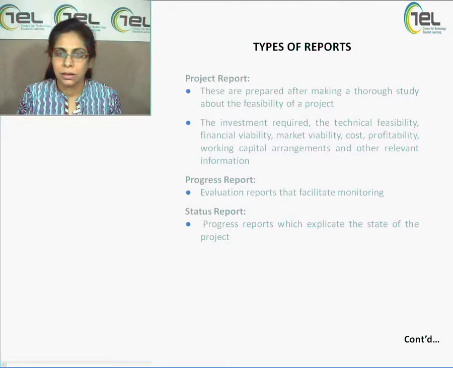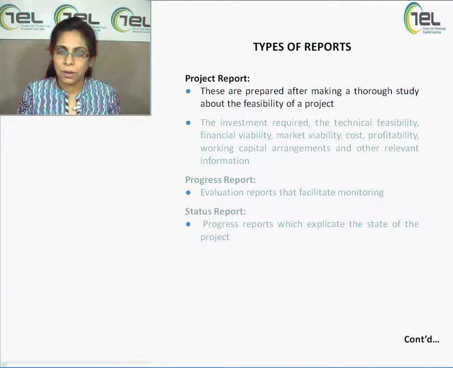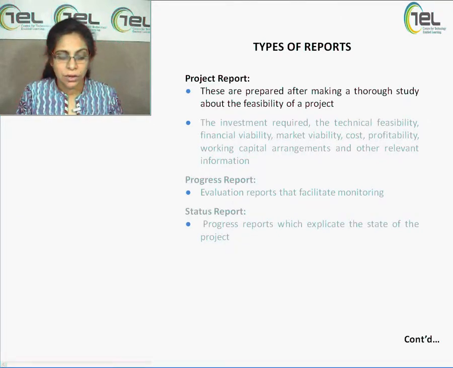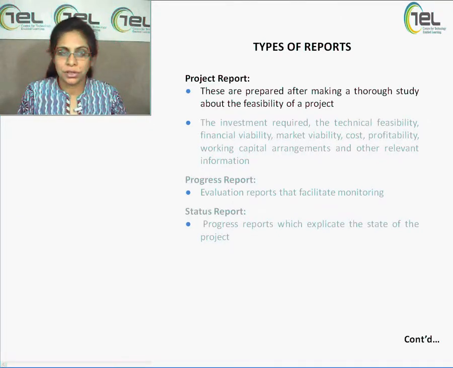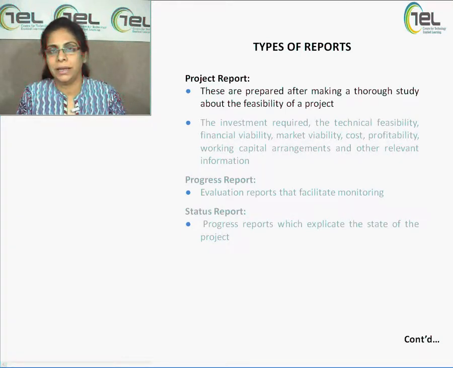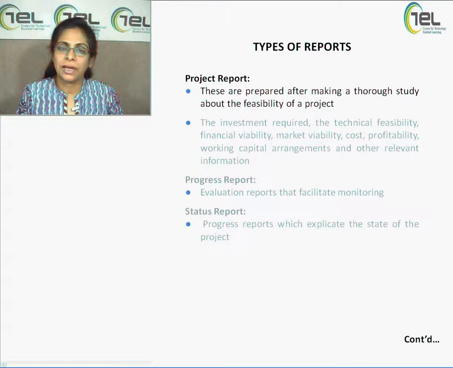Now moving on to the various types of reports. Number one, let us discuss the project reports. Now, what are project reports? Project reports are prepared after making a thorough study about the feasibility of a project. The organization or your team or your department is coming up with one particular project. This project could be any project depending upon your work situation. You study the feasibility, whether the project can run or not, or whether it can be successful.